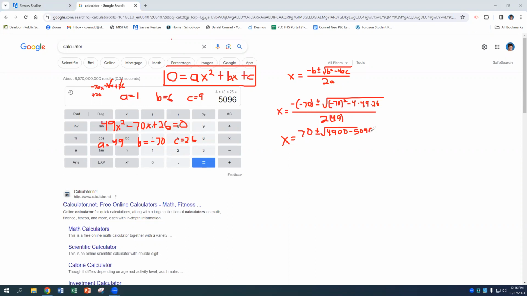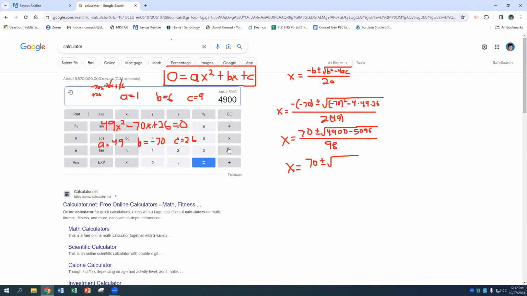$5,096. Okay. All over, that's going to be 98 times A. All right. 4,900 minus 5,096. So let's do X equals, right? Now we got 70 plus or minus. Okay. 4,900. And we can put that in the calculator if we need to.